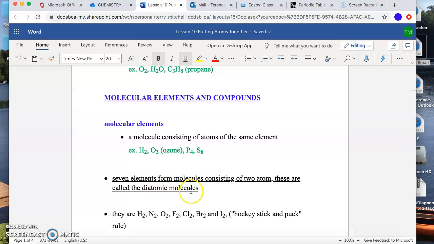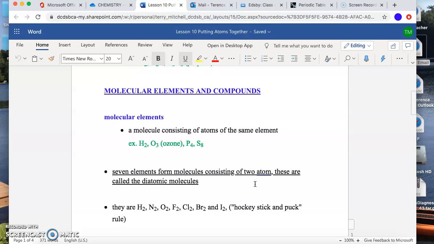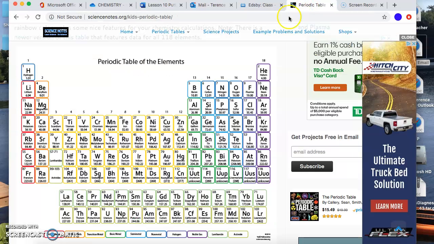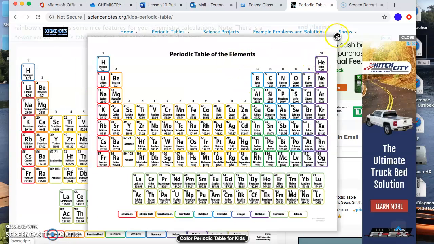And 7 of them, as I mentioned before, form diatomic molecules, and there are 2 atoms in each. Our diatomic molecules are hydrogen, nitrogen, oxygen, fluorine, chlorine, bromine, and iodine. Very Canadian here, we call this the hockey stick and puck rule, only because you have hydrogen here, which is the puck, and then over here you have nitrogen, oxygen, fluorine, chlorine, bromine, and iodine. This kind of forms a hockey stick. Use your imagination, ladies and gentlemen.